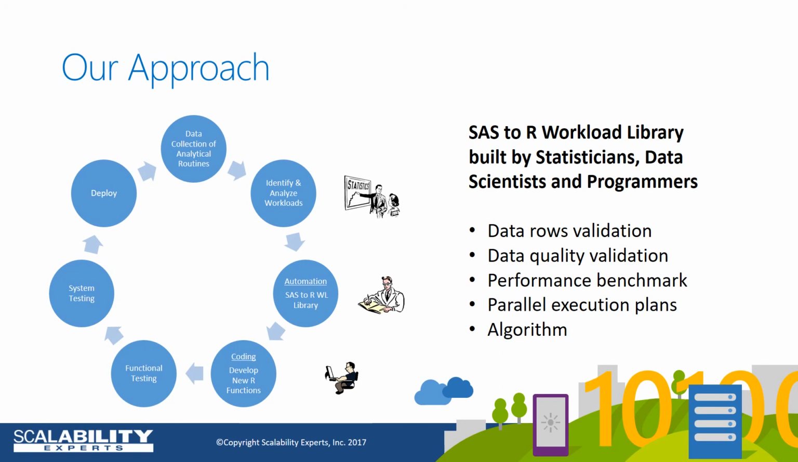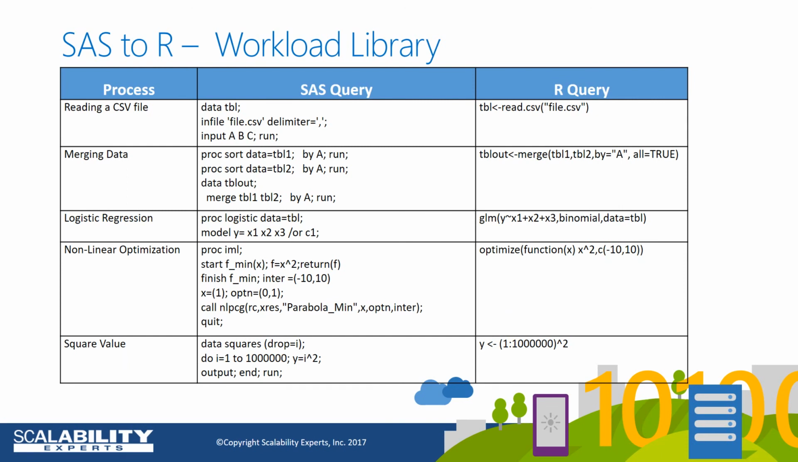Here are some examples of the workload library that we have in place. This workload library is built by statisticians on staff, data scientists, and programmers. Some of the commonly used routines could be data row validation, let's say data quality validation, performance benchmarks, parallel execution plans, how we do it in SAS versus in R, and some of the algorithm translation from SAS to R. Those are all collected together and put into a workload library.